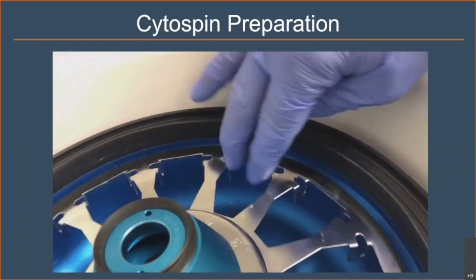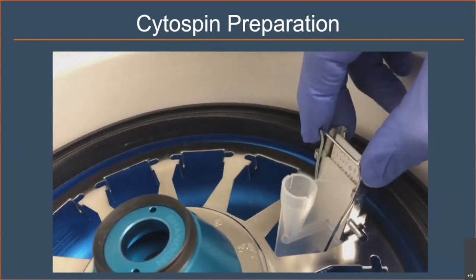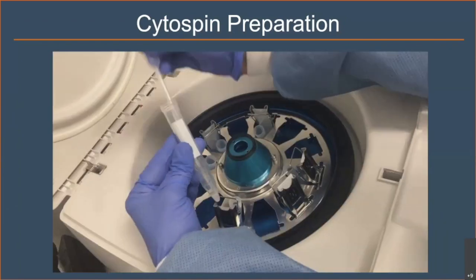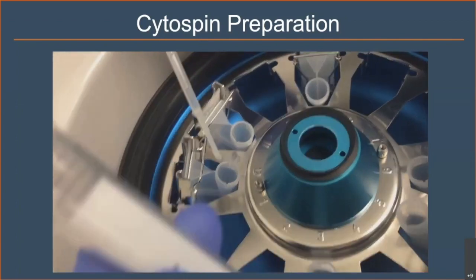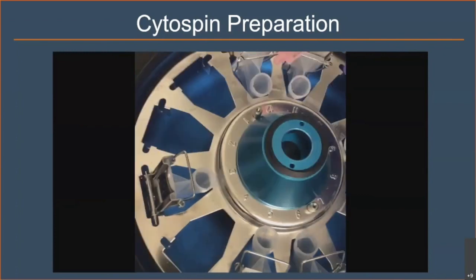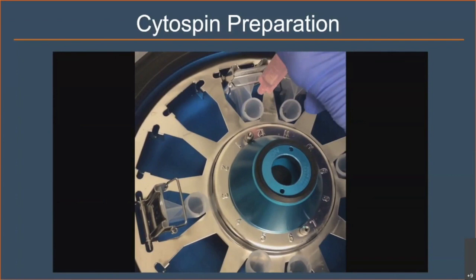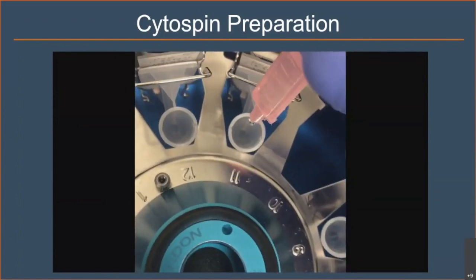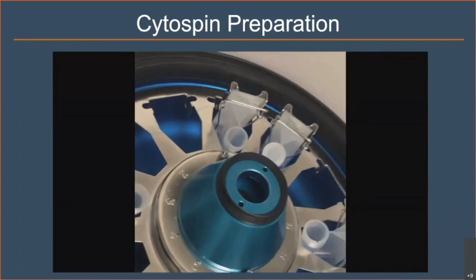The sample is well mixed, and a drop of the sample is added onto the cytofunnel. We also include a blank slide which will not contain the semen sample but will only contain the saline, and this slide is used as a quality control. Once the samples are placed, these are capped.